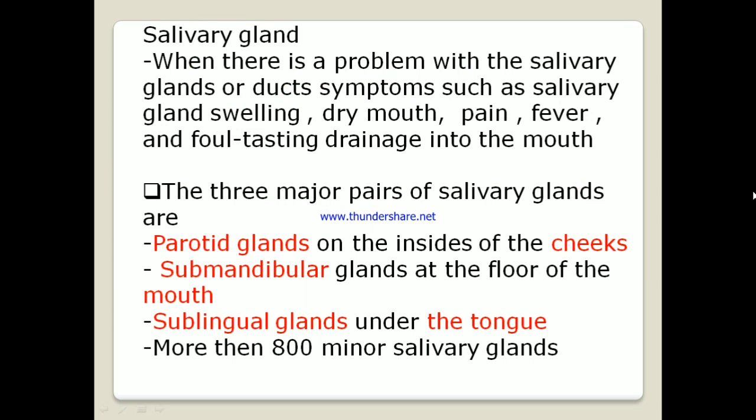Salivary gland. When there is a problem with the salivary glands or ducts, symptoms such as salivary gland swelling, dry mouth, pain, fever, and foul-tasting drainage into the mouth may occur. The three major pairs of salivary glands are the parotid glands on the insides of the cheeks, the submandibular glands at the floor of the mouth, and the sublingual glands under the tongue. There are more than 800 minor salivary glands.